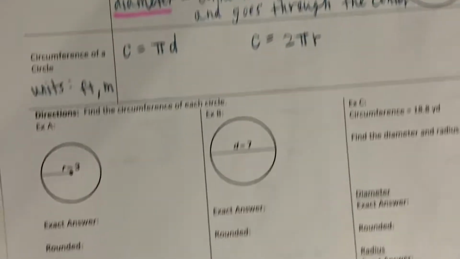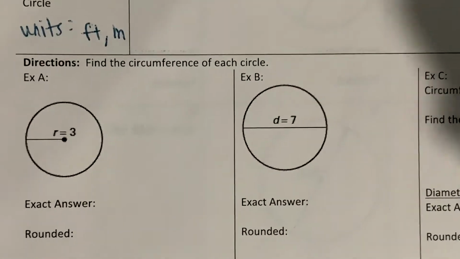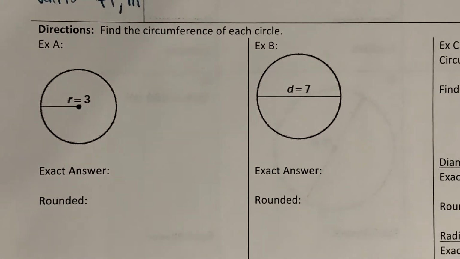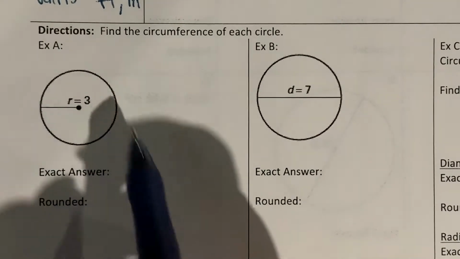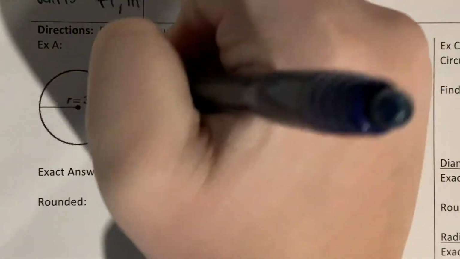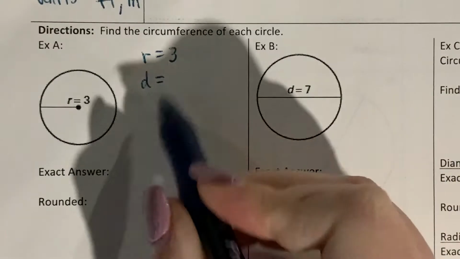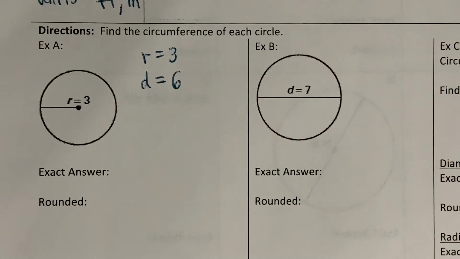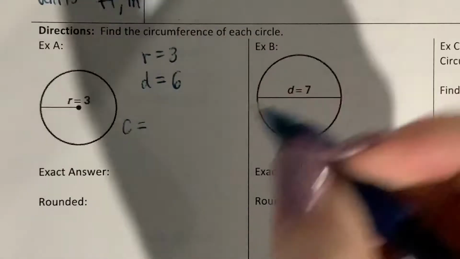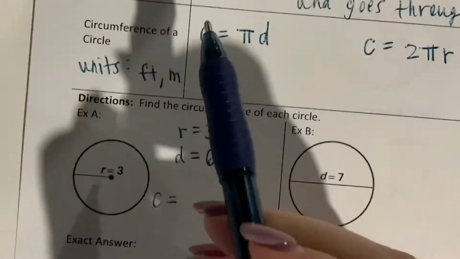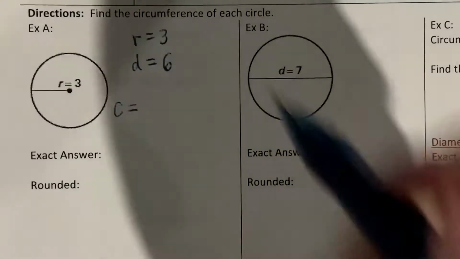Let's jump into example A. And in example A, it says find the circumference of each circle. And right away I'm given a circle. It tells me R, or radius, equals 3. So I can make a note that if my radius is 3, then my diameter has to be twice that. Diameter is always twice the radius, so my diameter would be 6. And I need to find the circumference. So my circumference is going to be, I'll use this formula, pi times diameter. So I'm going to do pi times 6.